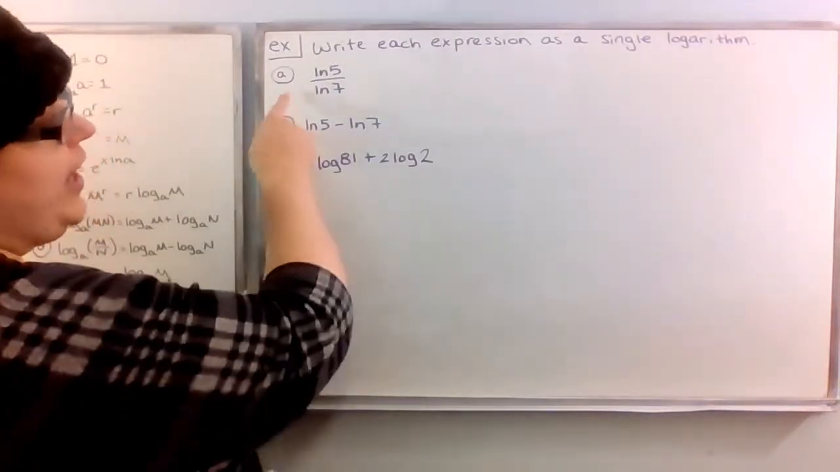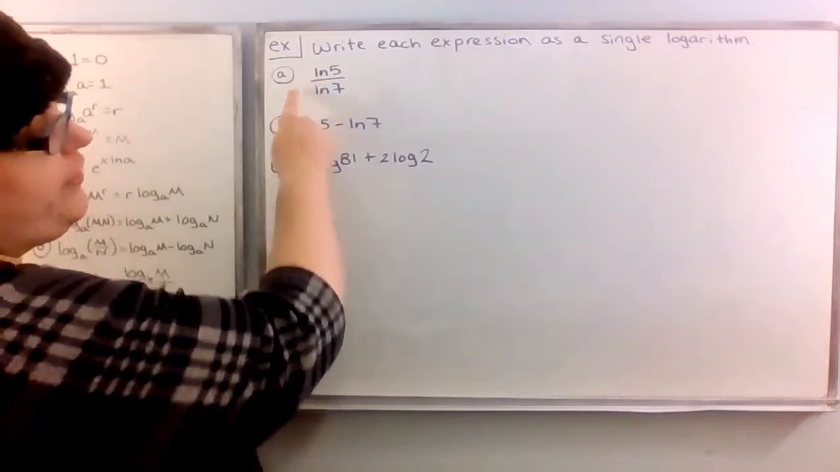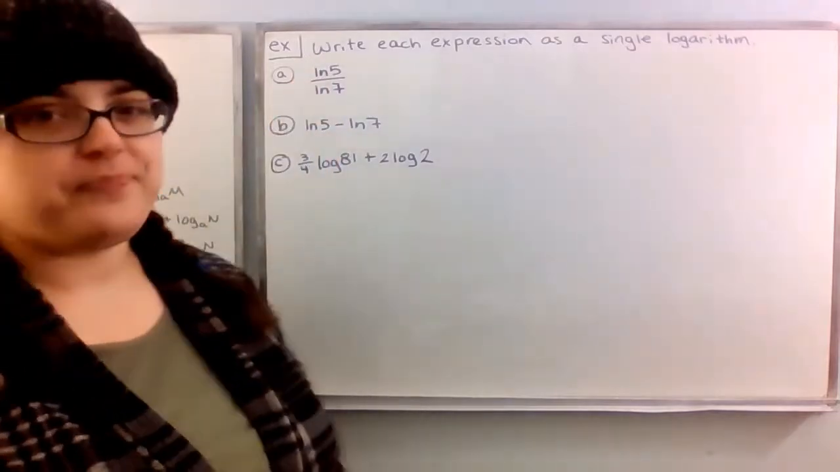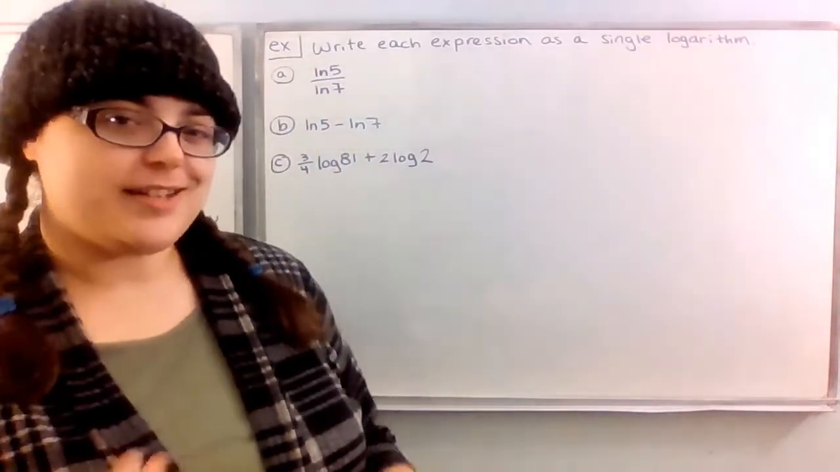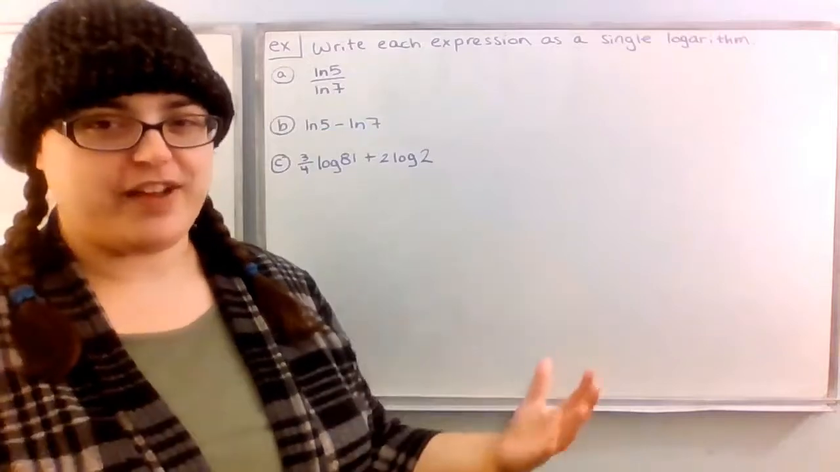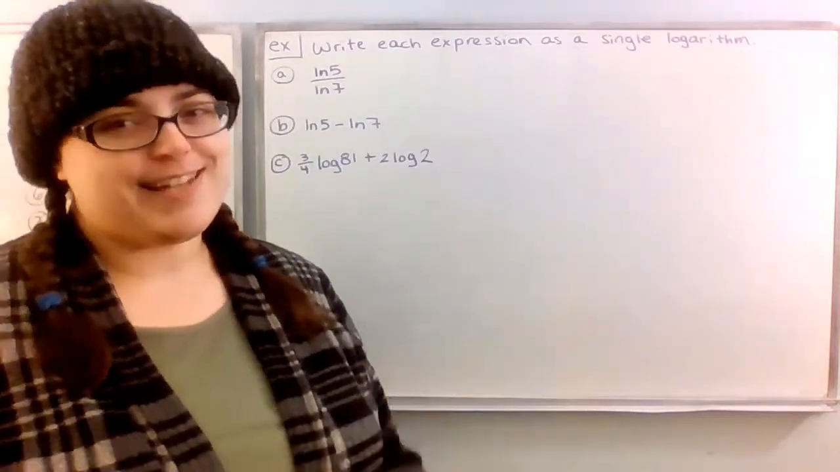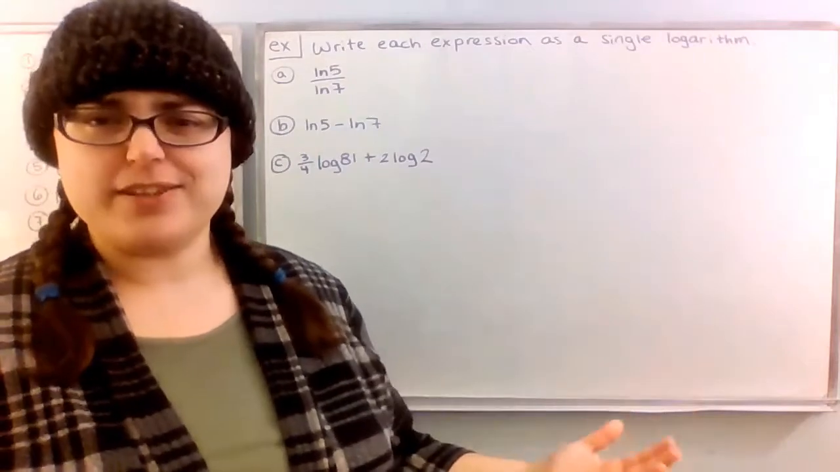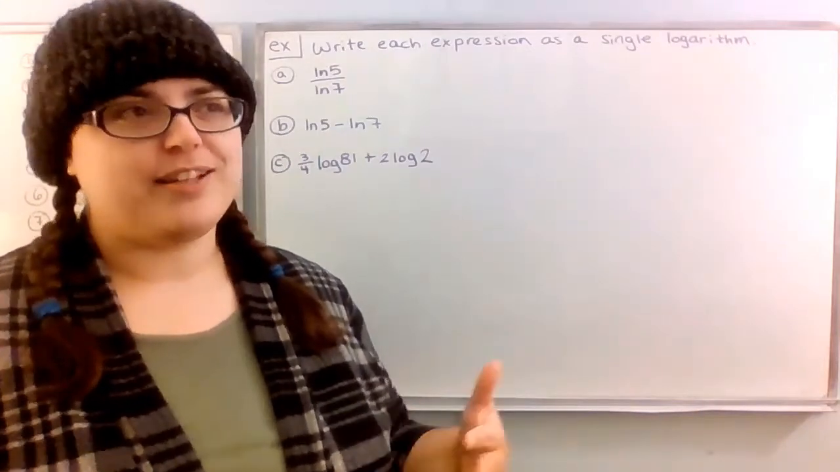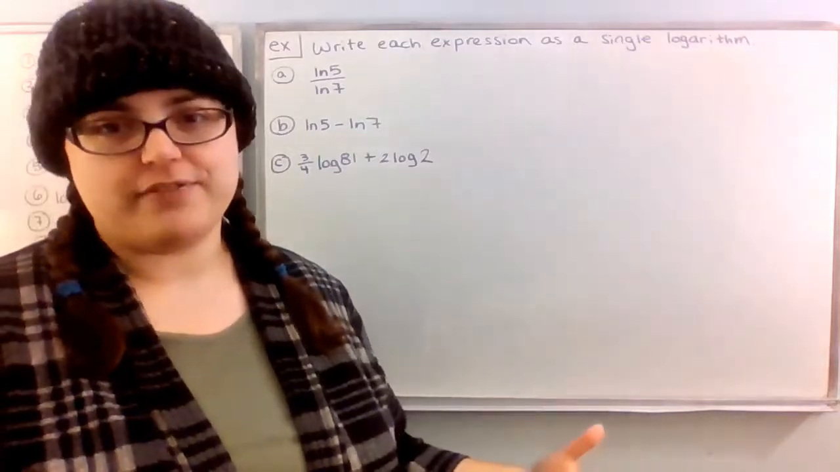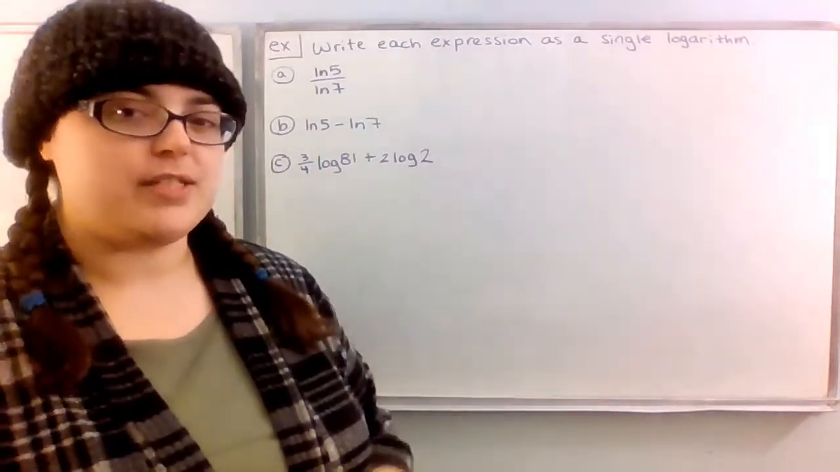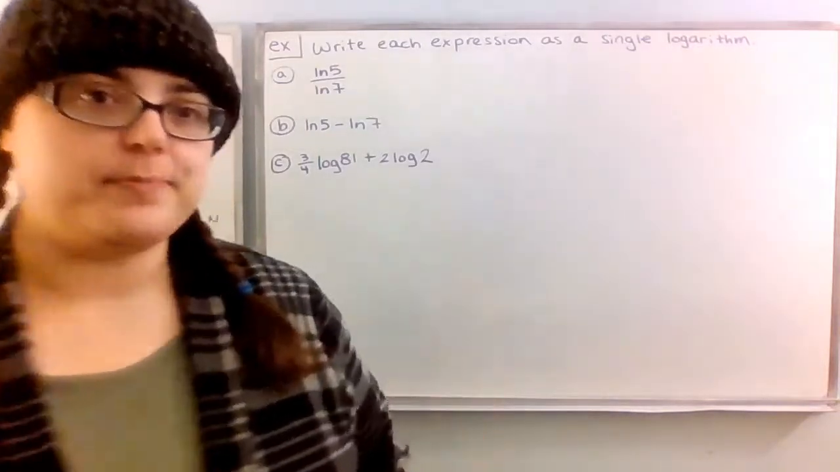Right now we have, in part A, the natural log of 5 over the natural log of 7. Now, the natural log is kind of like a function, like f of x. If you have f of 5 over f of 7, that's not the same as 5/7, and it's not necessarily the same as f of 5/7. So we want to be thinking of these in terms of functions.